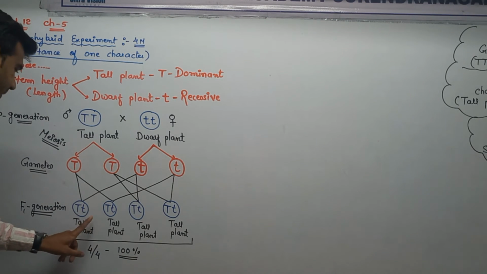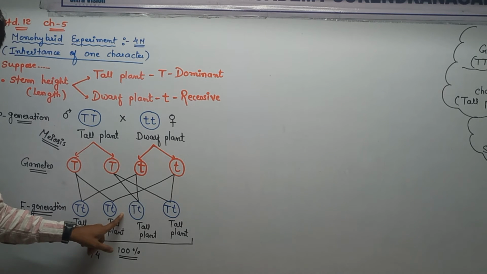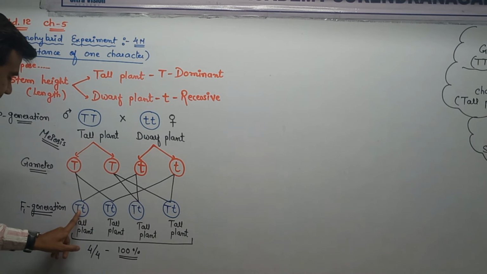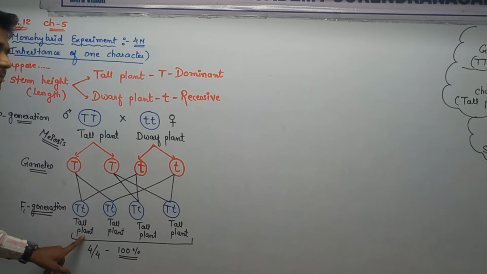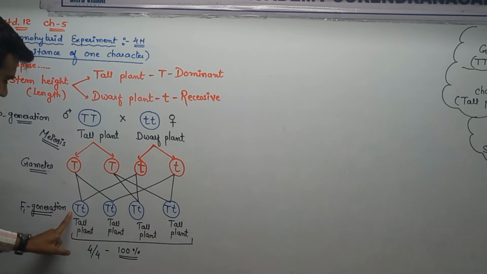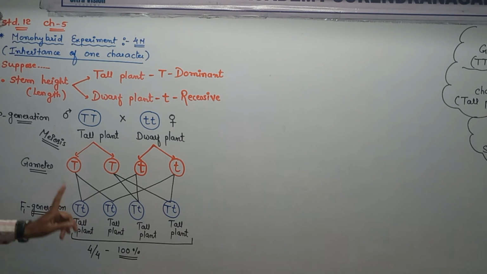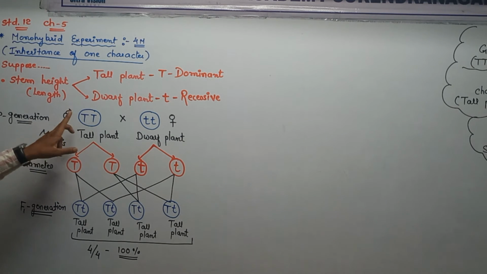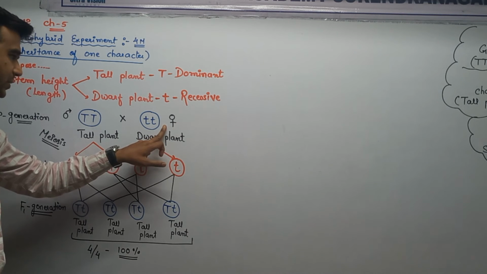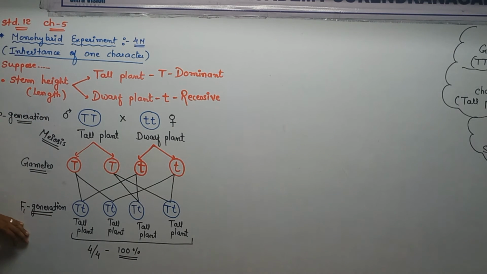In the heterozygous tall condition, capital T is along with small t, but remember that small t is unable to represent its character. That's why we say small t is recessive, because capital T is along with the small t, but the expression of the character is of the capital T only. So homozygous dominant crossed with homozygous recessive, as a result, in the F1 generation all the plants are heterozygous dominant.